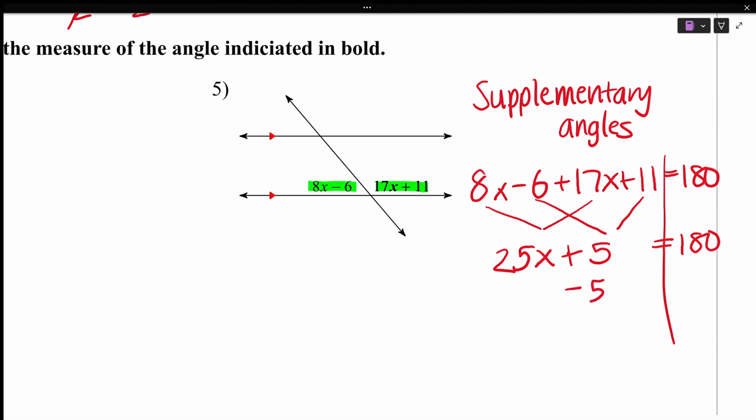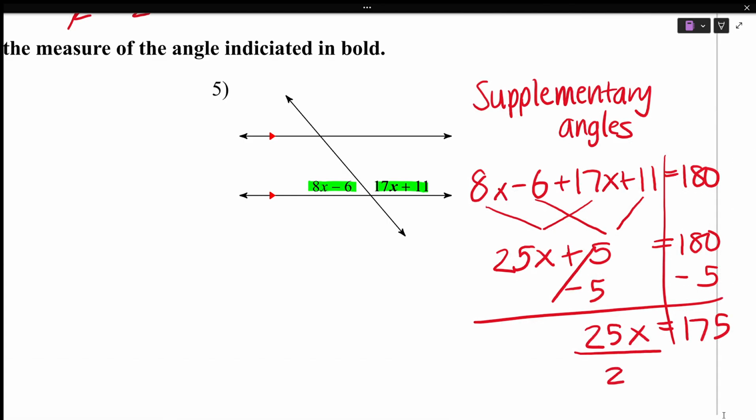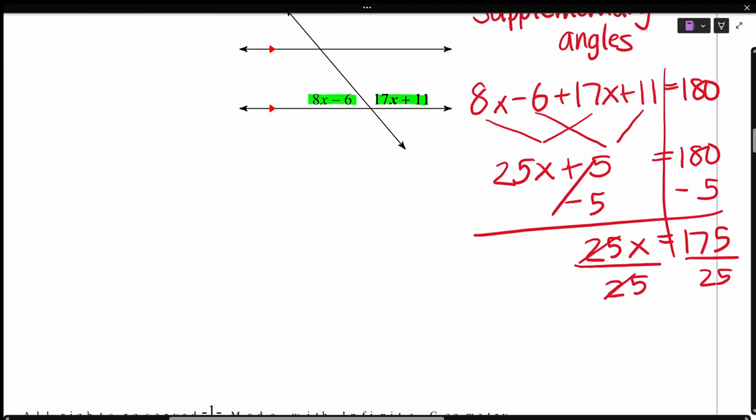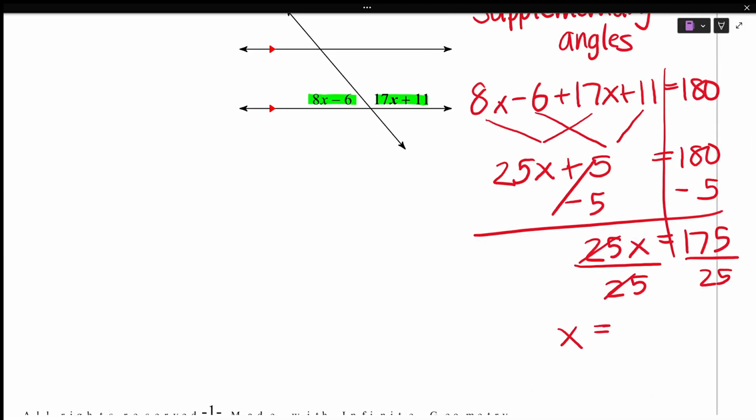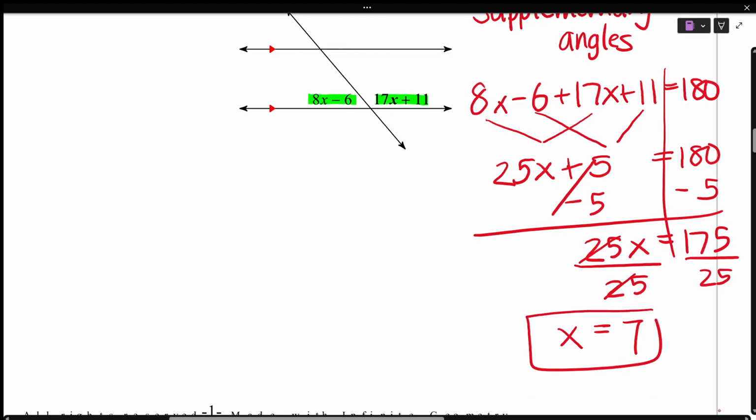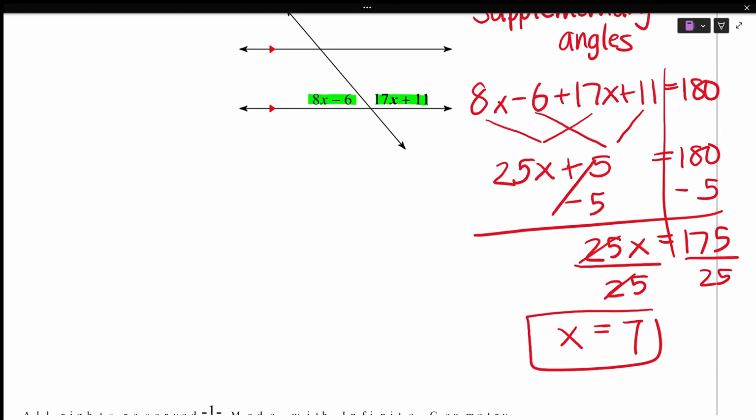Right? Minus 5 on both sides. 175 divided by 25. Okay, x equals 7. Oh, I'm sorry. We don't stop here, right? X is equal to 7.